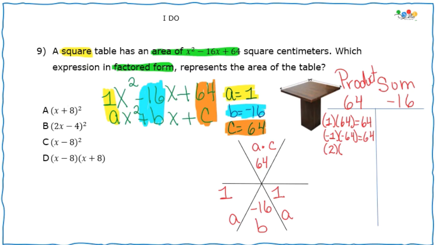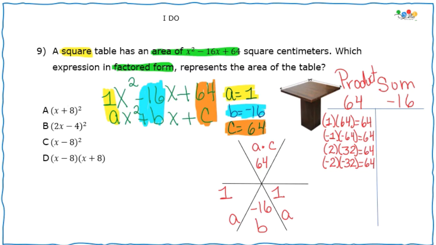2 times 32 gives me 64. And again, I need to write it down again, but now with negative numbers. And I still get a positive 64. How about 3? Can 3 be a factor for 64? No, right? Not a whole number.